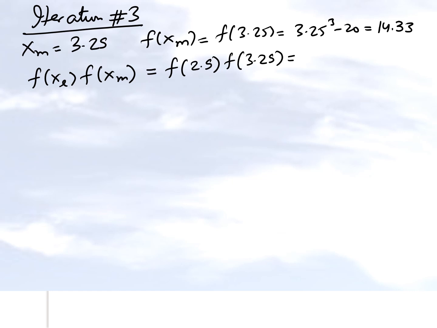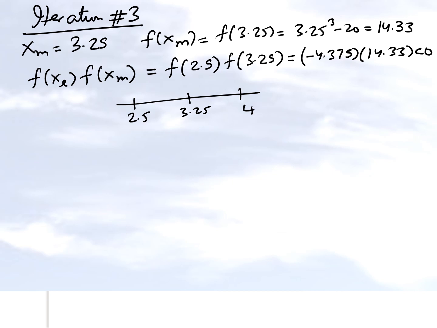That gives me, at 2.5, it was minus 4.375, and at 3.25 I just found the value, and this product turns out to be less than 0. So what that tells me is that I had 2.5 and 4 as my lower and upper limits. My midpoint was 3.25. I found that the function is changing sign between 2.5 and 3.25, as is the case here. So that means the root does lie in this new bracket of 2.5 and 3.25. So this becomes my lower limit and this becomes my upper limit.